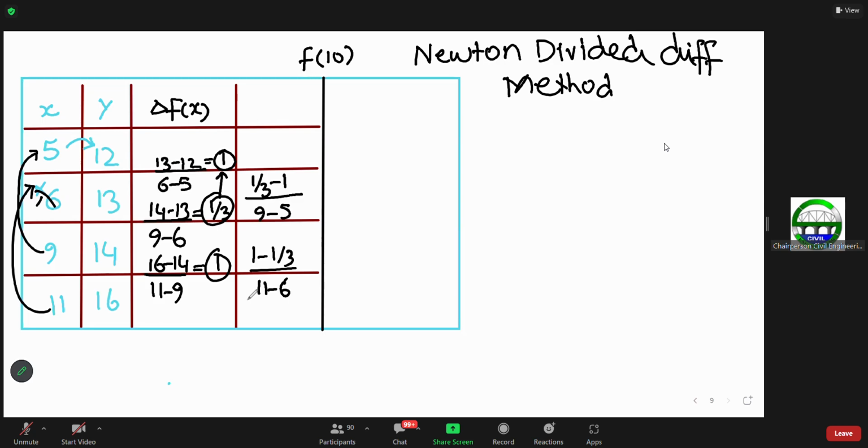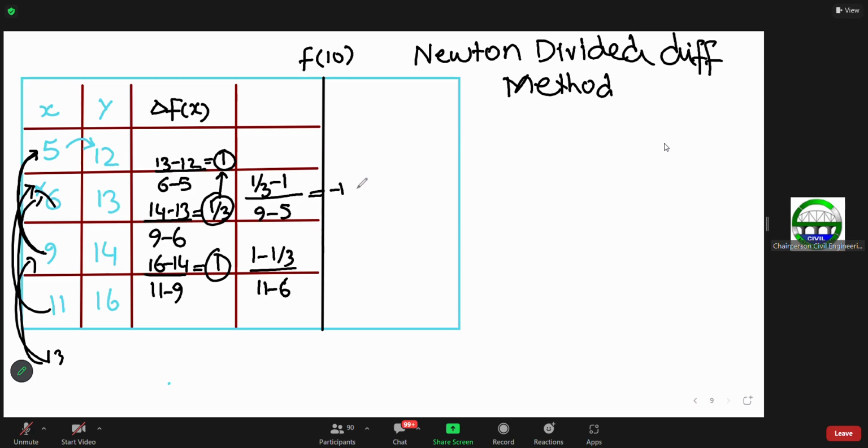You guys got it? Again, the numerator will be 1 by 3 minus 1 divided by 9, minus 5. Then 11, this one. If there was another value, we will put this one and then minus up there, 9. Okay? So the first one, can anyone tell me the first one?